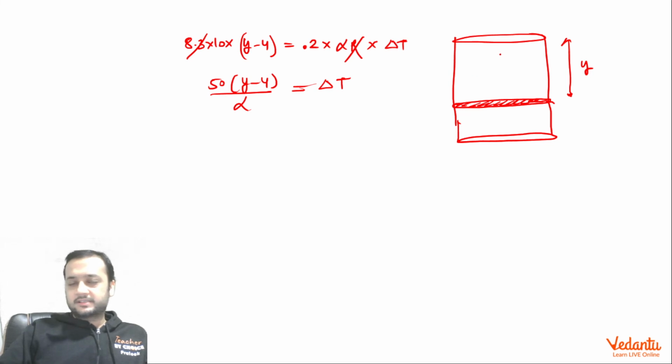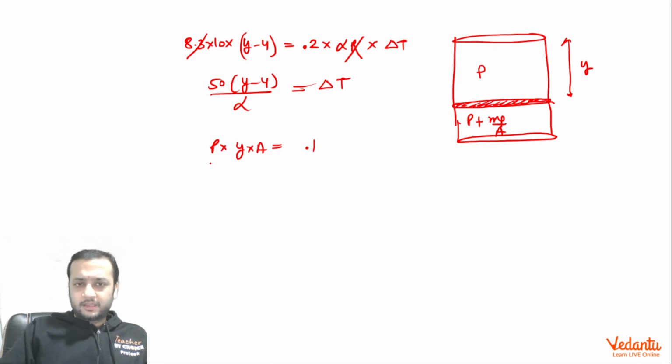After that, the idea remains the same. We can say that here pressure is P, then here pressure will be P plus mg by area. So if you write PV equals nRT over here, what will we write? P into the volume of this part, which will be y into A, should be equal to 0.1, or we can divide by temperature also, PV by T. So T will be the initial temperature 300 plus delta T, right? This is the change in temperature we have already found out: 50 into (y minus 4) divided by alpha.